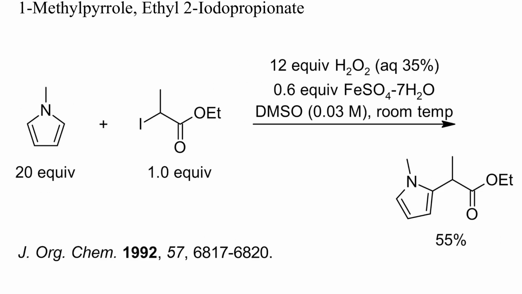Alkyl halides are also convenient radical precursors. Here, an alkyl iodide was oxidized with hydrogen peroxide, and the resulting radical then added to N-methylpyrrole.